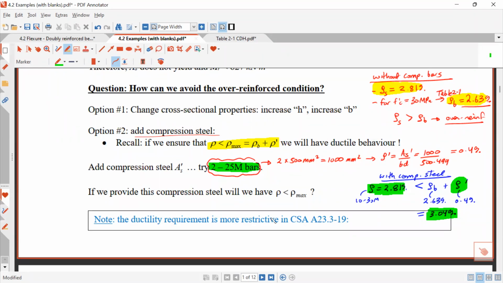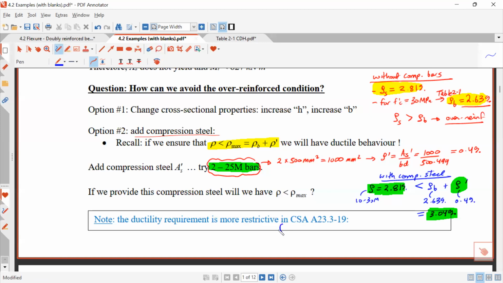Okay, this is just a note that the ductility requirement is more restrictive in the CSA standard, right? In the new CSA standard, you don't need to just make sure that rho is smaller than this thing, right? You need to make sure it's smaller than 0.8 of this thing. So it's even more strict. But for the examples and this class, we're just gonna stick to this, right?